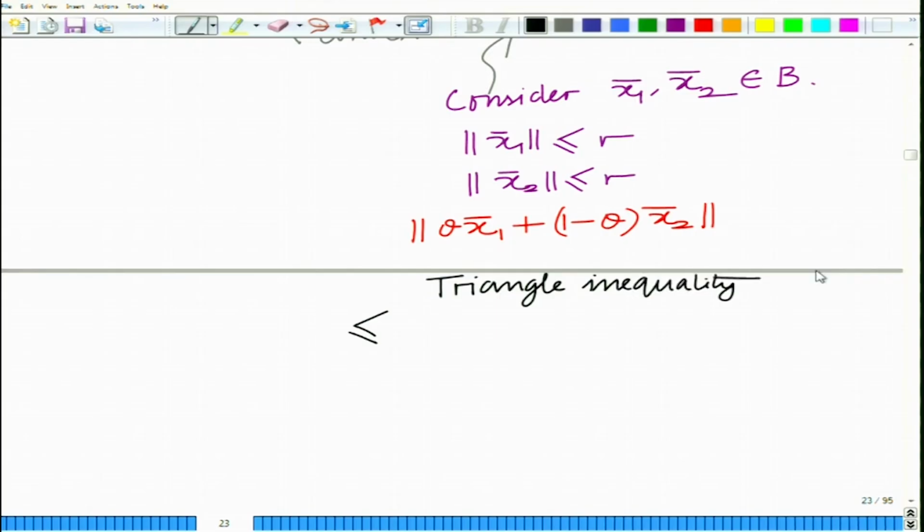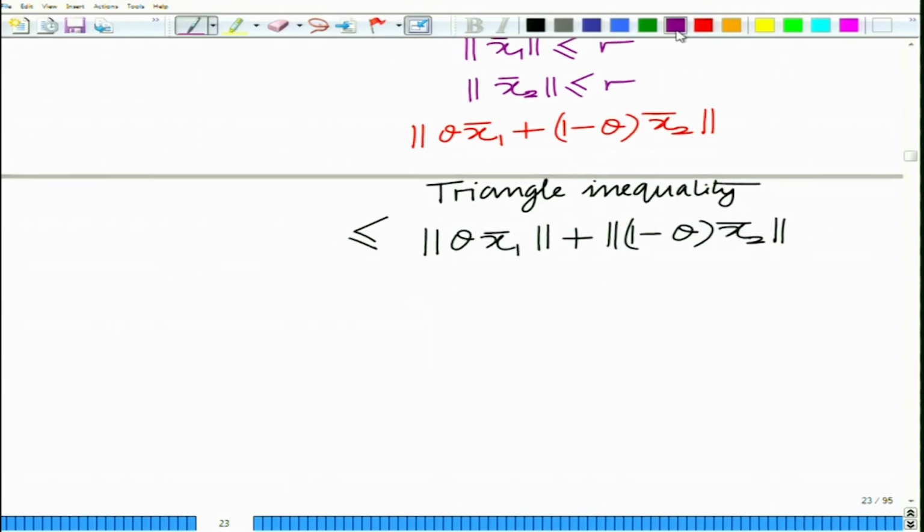That is, norm of a bar plus b bar is less than or equal to norm a bar plus norm b bar. So, that gives me this is less than or equal to theta times norm of x1 bar plus norm of 1 minus theta times x2 bar. Now, remember, theta is positive because this is a convex combination. So, we have 0 less than or equal to theta less than or equal to 1, which basically implies that theta and 1 minus theta are both greater than or equal to 0.